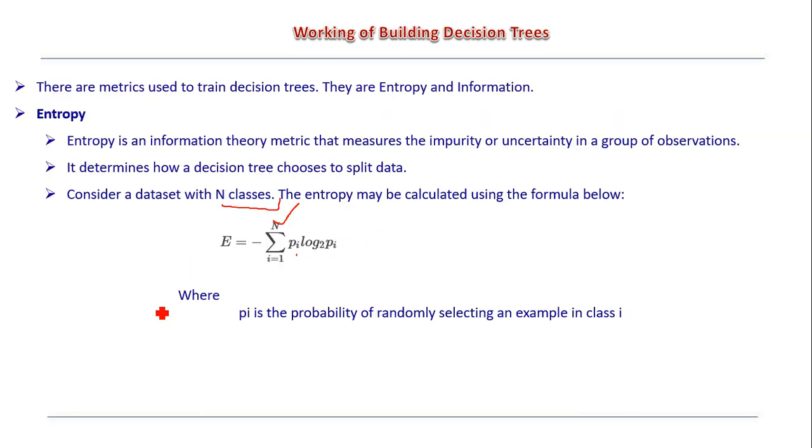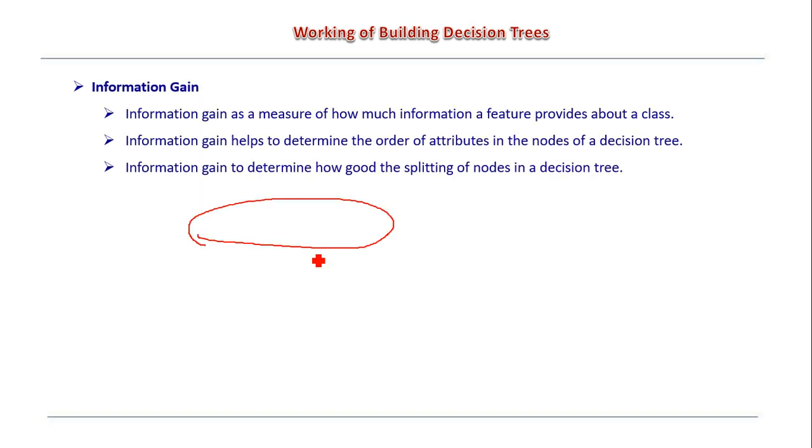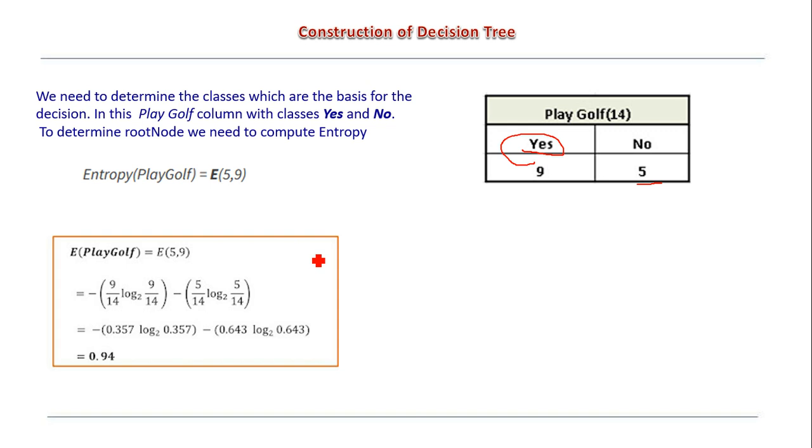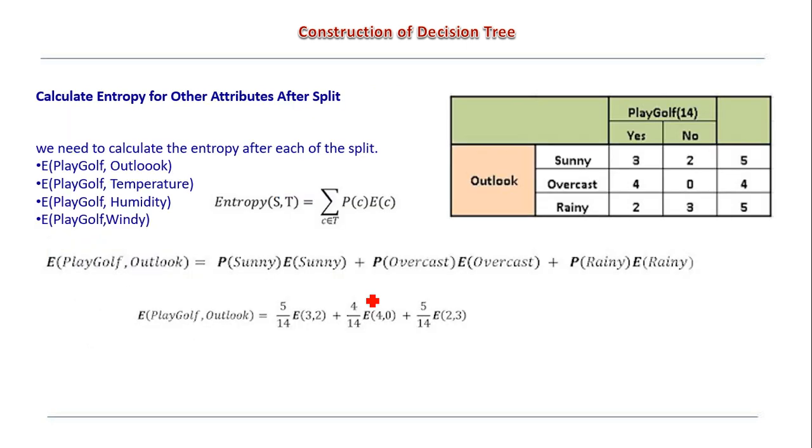Here, this is what we need to apply: P(i) log2 P(i). So minus, first minus 5 by the second class, 5 by 14 log 2, so we'll get this value here. This we can calculate with only the mathematics here. Then we need to compute entropy for other attributes for splitting. We need to calculate the entropy after each of the split.